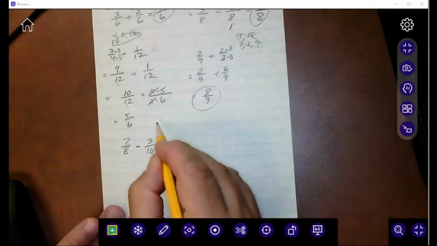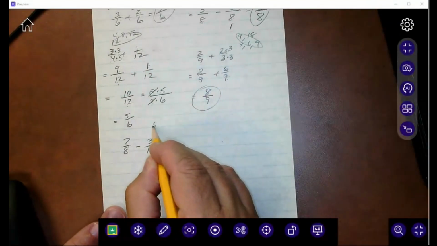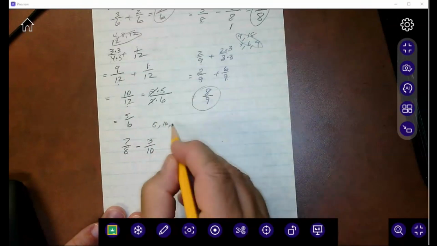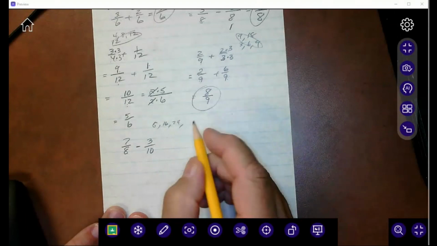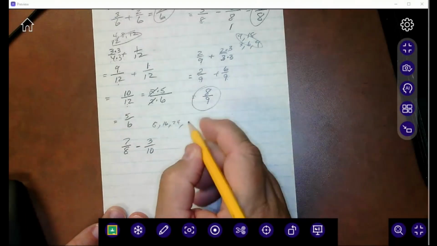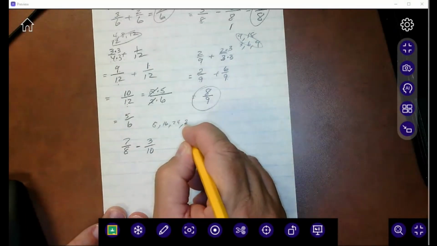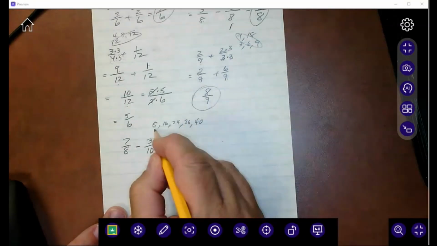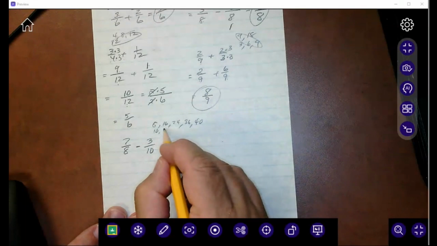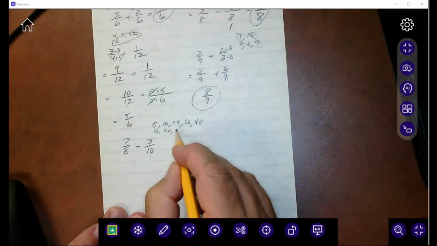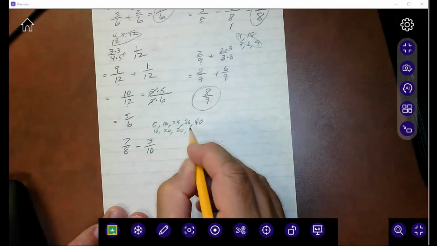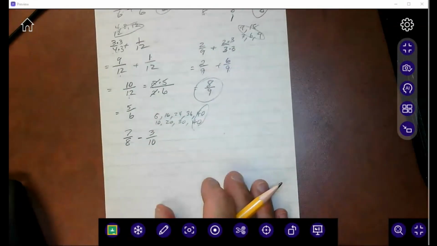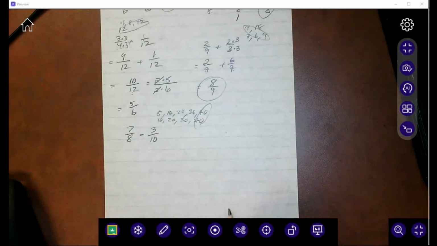Again, if you have to write them out over here on the side. 8 times 1 is 8. 8 times 2 is 16. 8 times 3 is 24. 8 times 4 is 36. And 8 times 5 is 40. For 10, it's 10 times 1 is 10, 10 times 2 is 20, 10 times 3 is 30, 10 times 4, 40. There's our common denominator. Okay, so yes, our common denominator is 40.